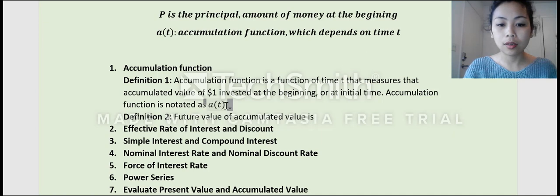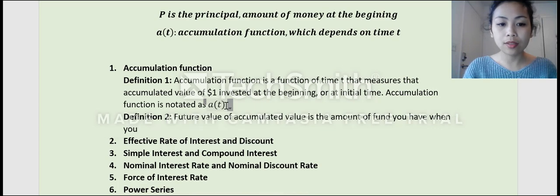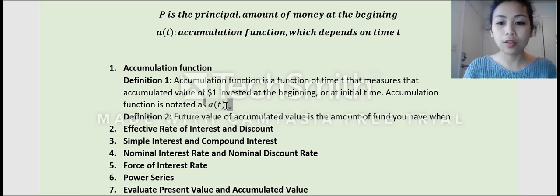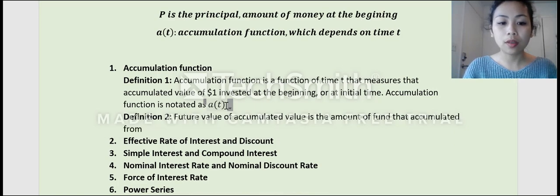Accumulated value is the amount of fund you have when you invest a fund that accumulated from a fund of P dollars.